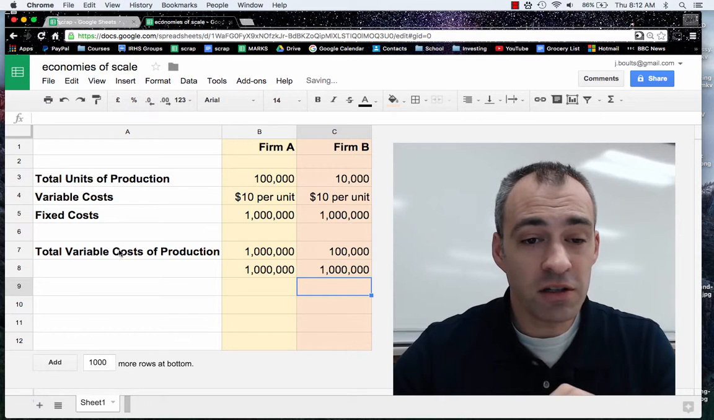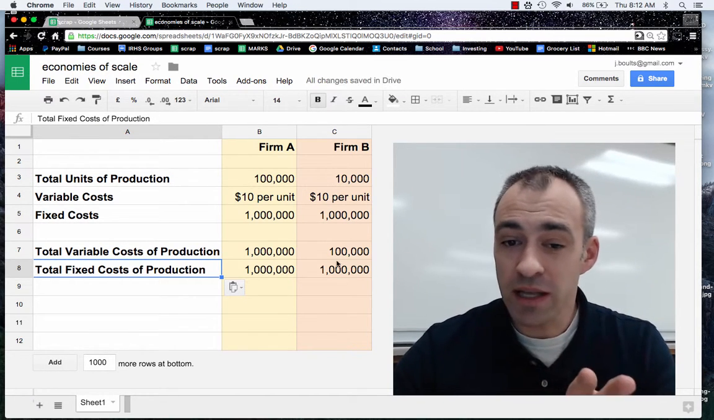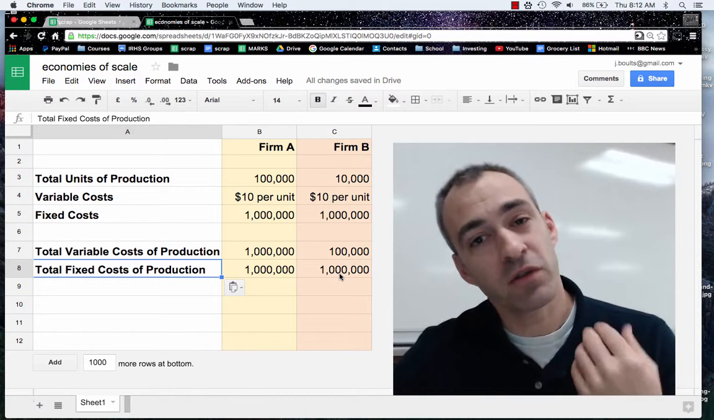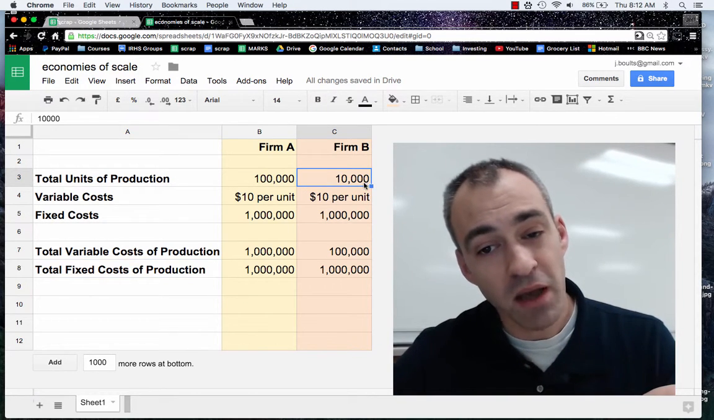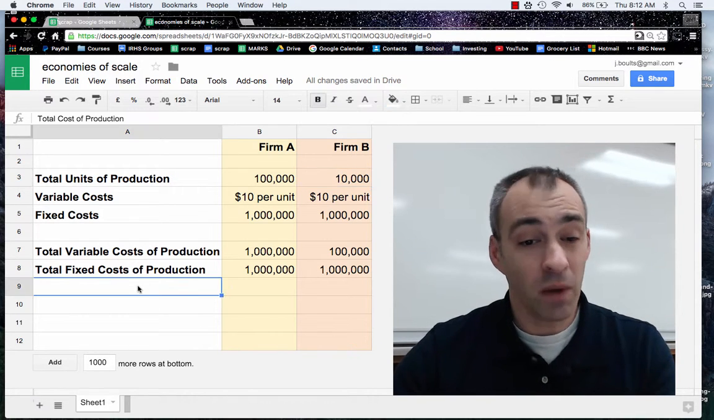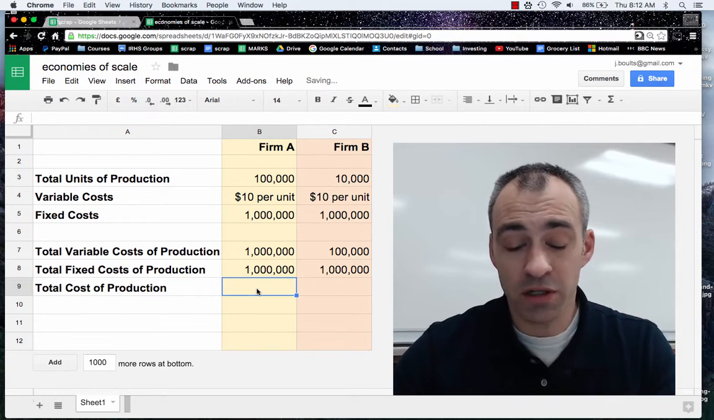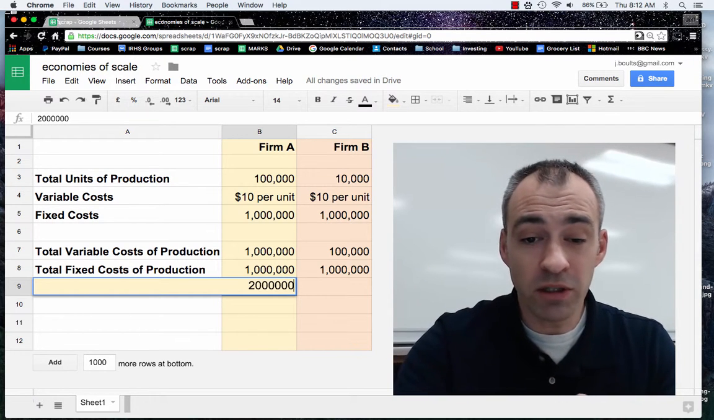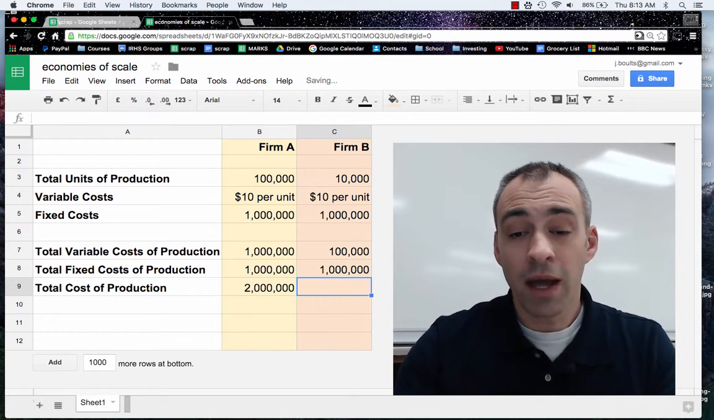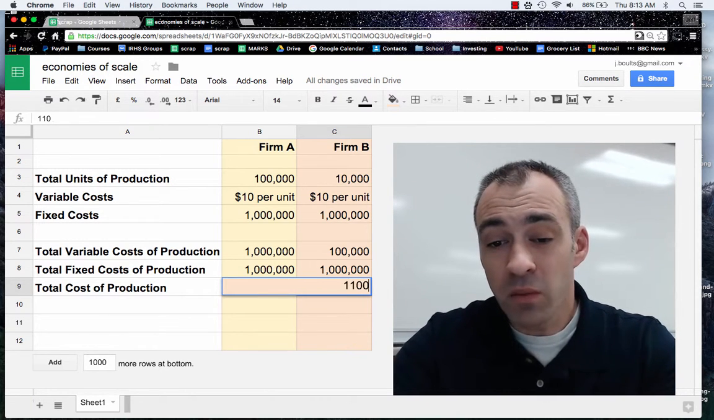And you can already start to understand that if your total fixed costs are the same and you're producing less, you're going to have to charge a lot more for those 10,000 units in firm B to get your money back, right? To cover your expenses and to make the same profit. Well, you're right. Guess what? Total costs of production for firm A are $2 million. And total production costs for firm B are $1,100,000.